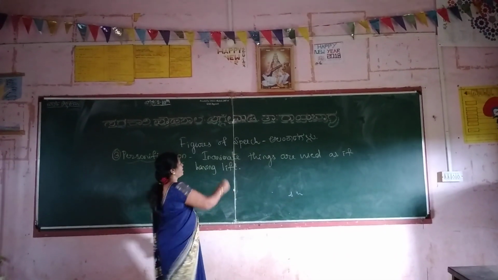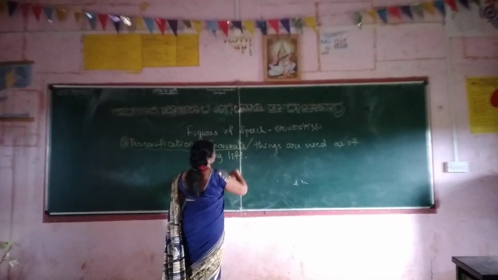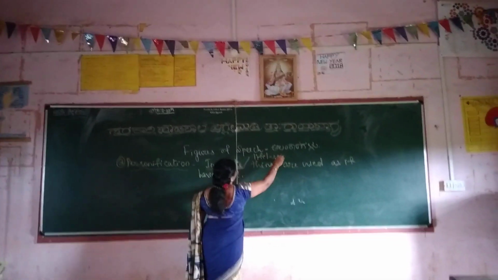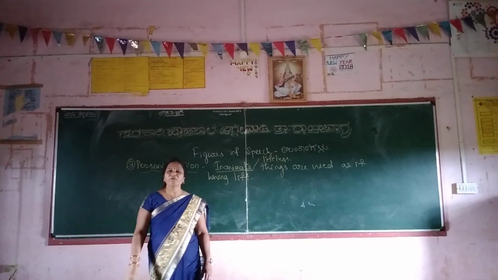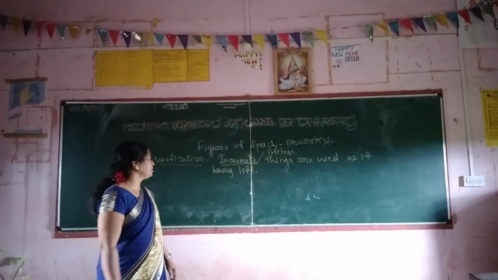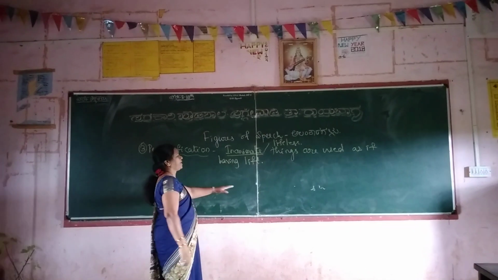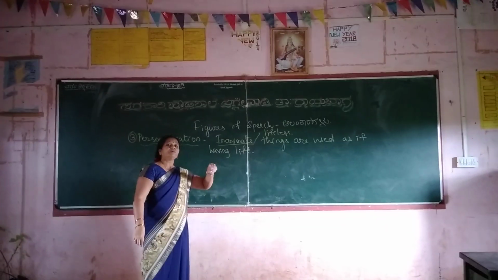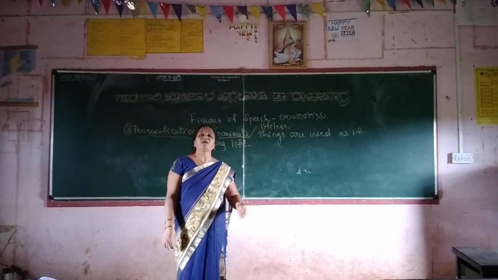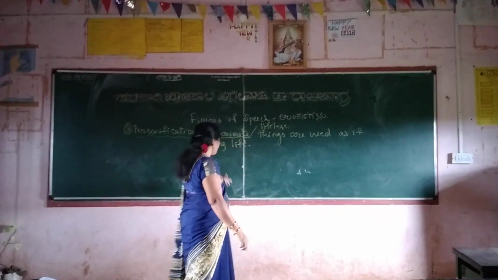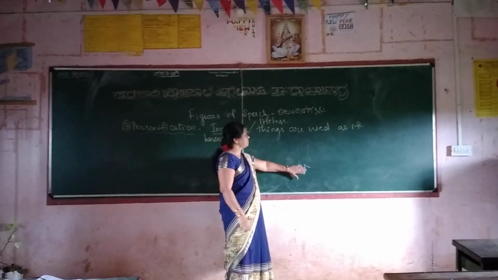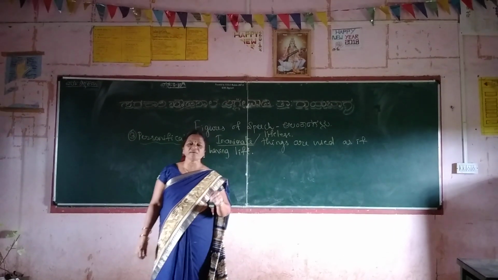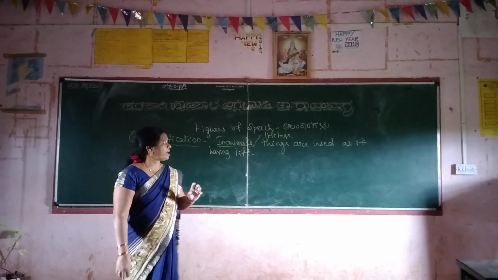Inanimate things means lifeless things, the things which have no life. Lifeless things are called inanimate things. In science, we divide things into parts, animate and inanimate. Inanimate means lifeless things. Animate means we human beings and animals. So personification is a figure of speech in which inanimate things are used as if having life.